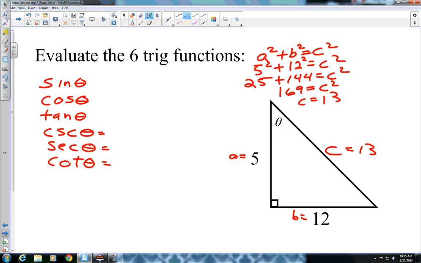Do we need to write that little theta on top? Yes. The theta has to be included in all of them. Here's why. Let's say I have the other angle over here labeled alpha. Then the sine of alpha is different than the sine of theta. So you need to be sure to use it.